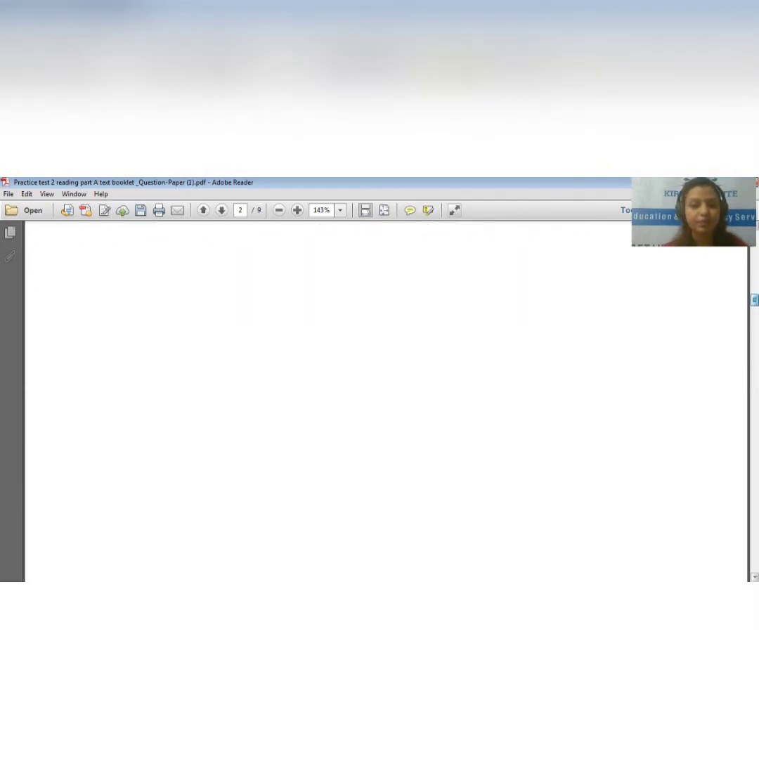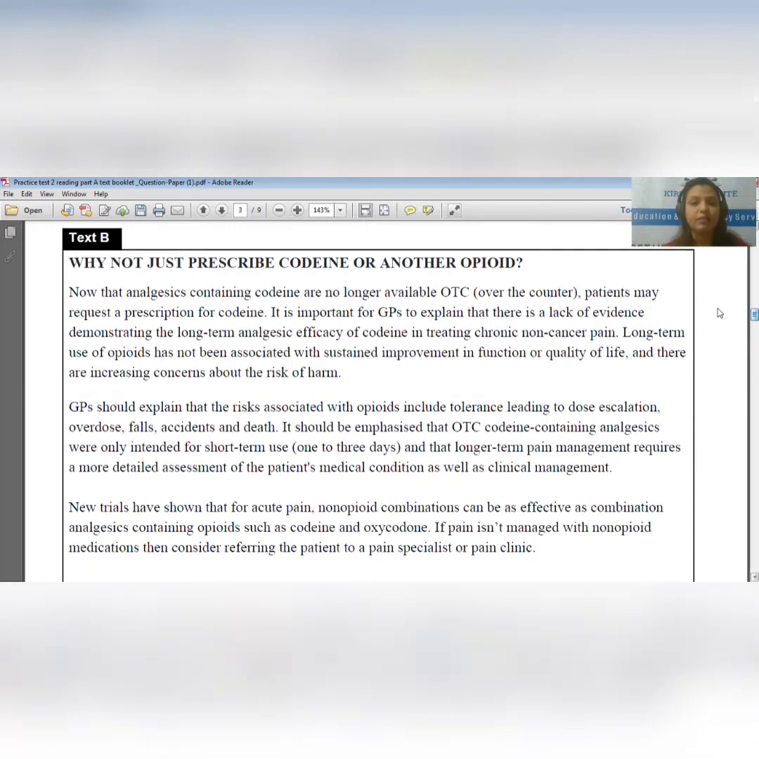Okay, text B. The heading of text B is why not just prescribe codeine or another opioid. Now again reading with the first sentence of each paragraph. Now that analgesics containing codeine are no longer available OTC. So this paragraph will give the information about the unavailability of over-the-counter medications. Here again the eye-catching information is GPs to explain. So GP is explaining the lack of evidence. That means why this OTC is not available.